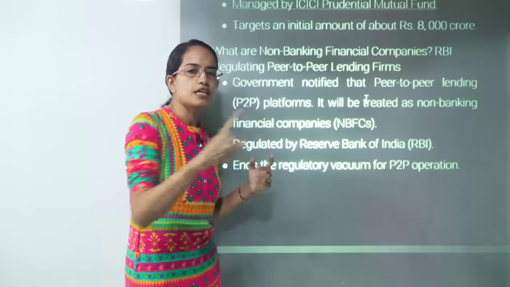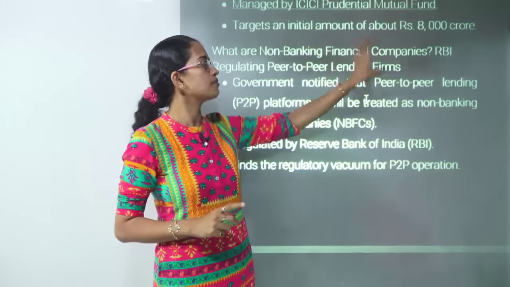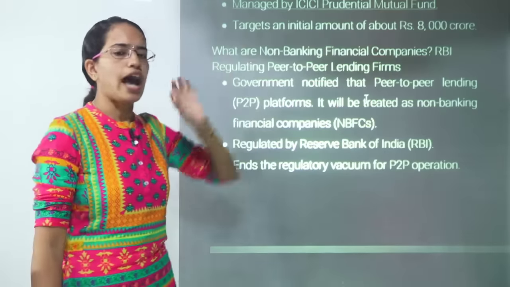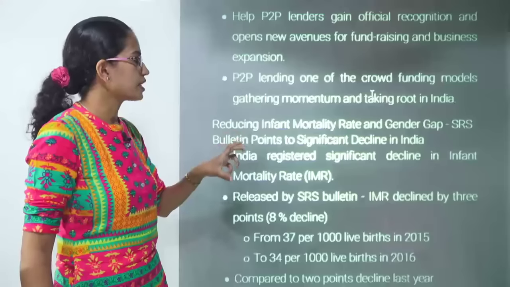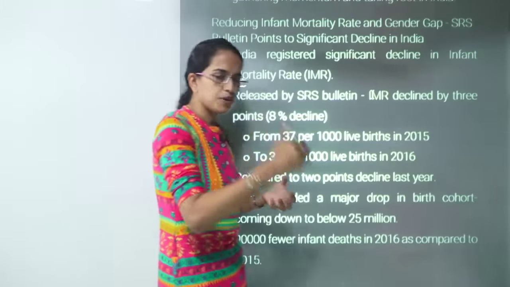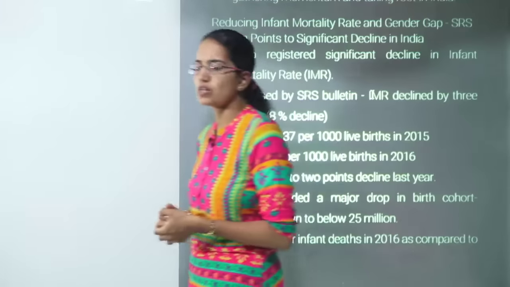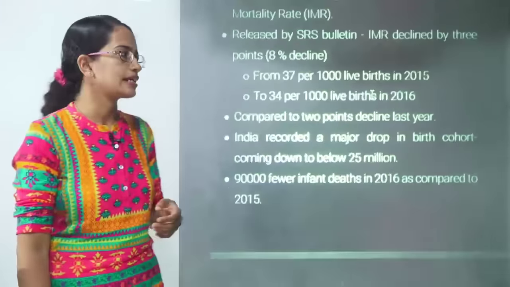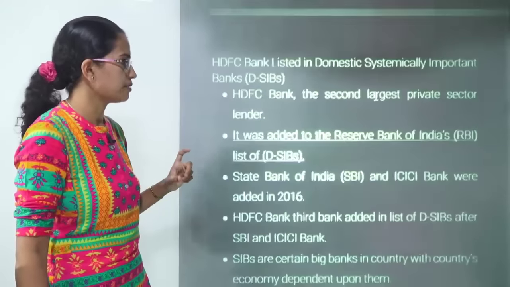Now all the peer-to-peer lending firms have been treated as non-banking financial companies, and these have been regulated by RBI. So that's again important, how RBI has come into regulation of these. The infant mortality rate has decreased. There has been a 3-point decline for 2017 for the infant mortality rate. That is a good standard, or a good strike, for India in terms of health parameters.